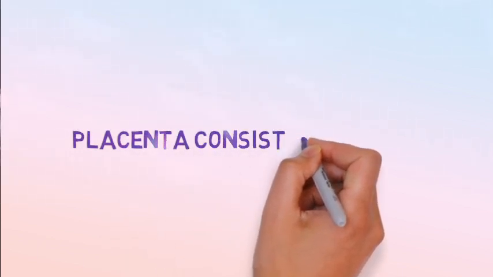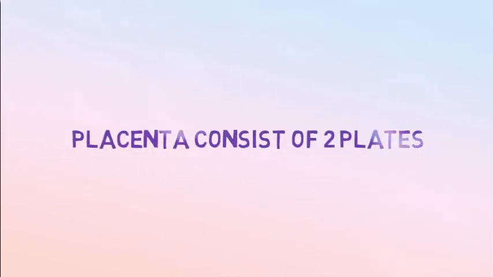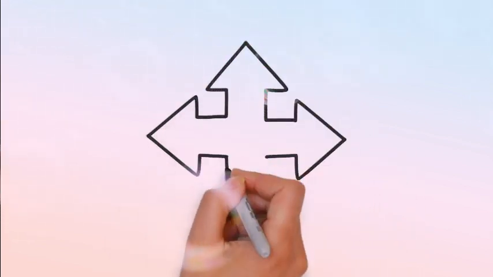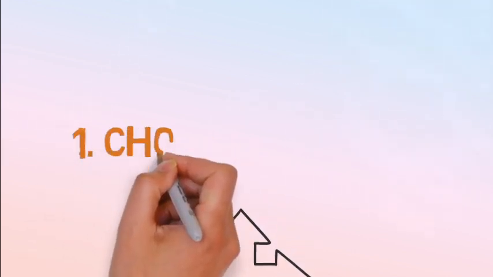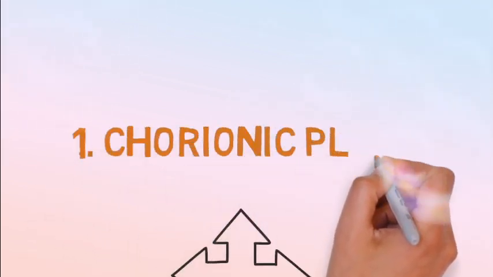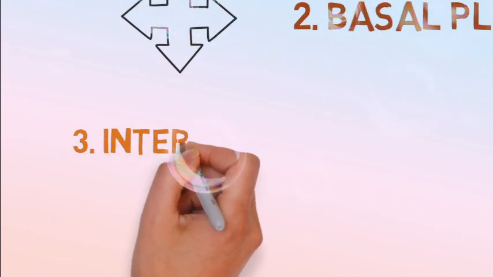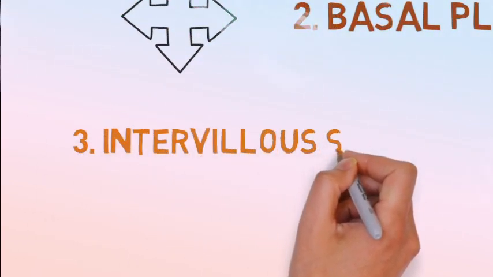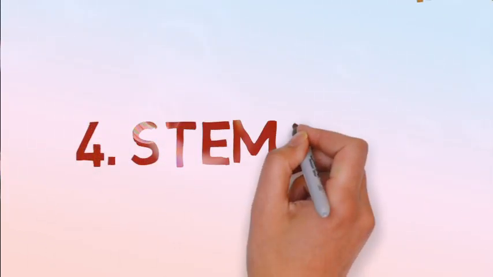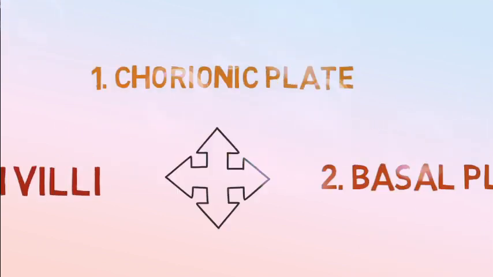Placenta mainly consists of two plates. They are the chorionic plate and the basal plate. So the first one is the chorionic plate and the second is the basal plate. In between this chorionic and basal plate, there is a space. That space is known as the intervillous space. And we can see stem villi as well. So these four are the structures included in the placenta.